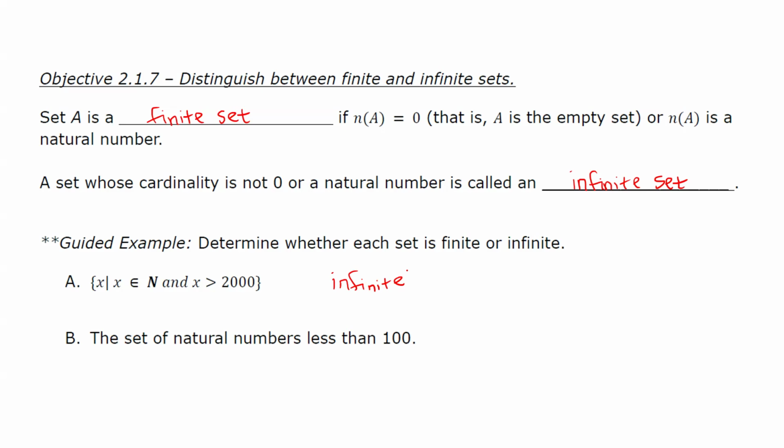So this would be an infinite set. Now B, the set of natural numbers less than 100. Well, this is a set of numbers we can actually count because the natural numbers start at 1 and we want all the numbers less than 100. So it would be from 1 to 99. So this has a start and an end. So this is a finite set.